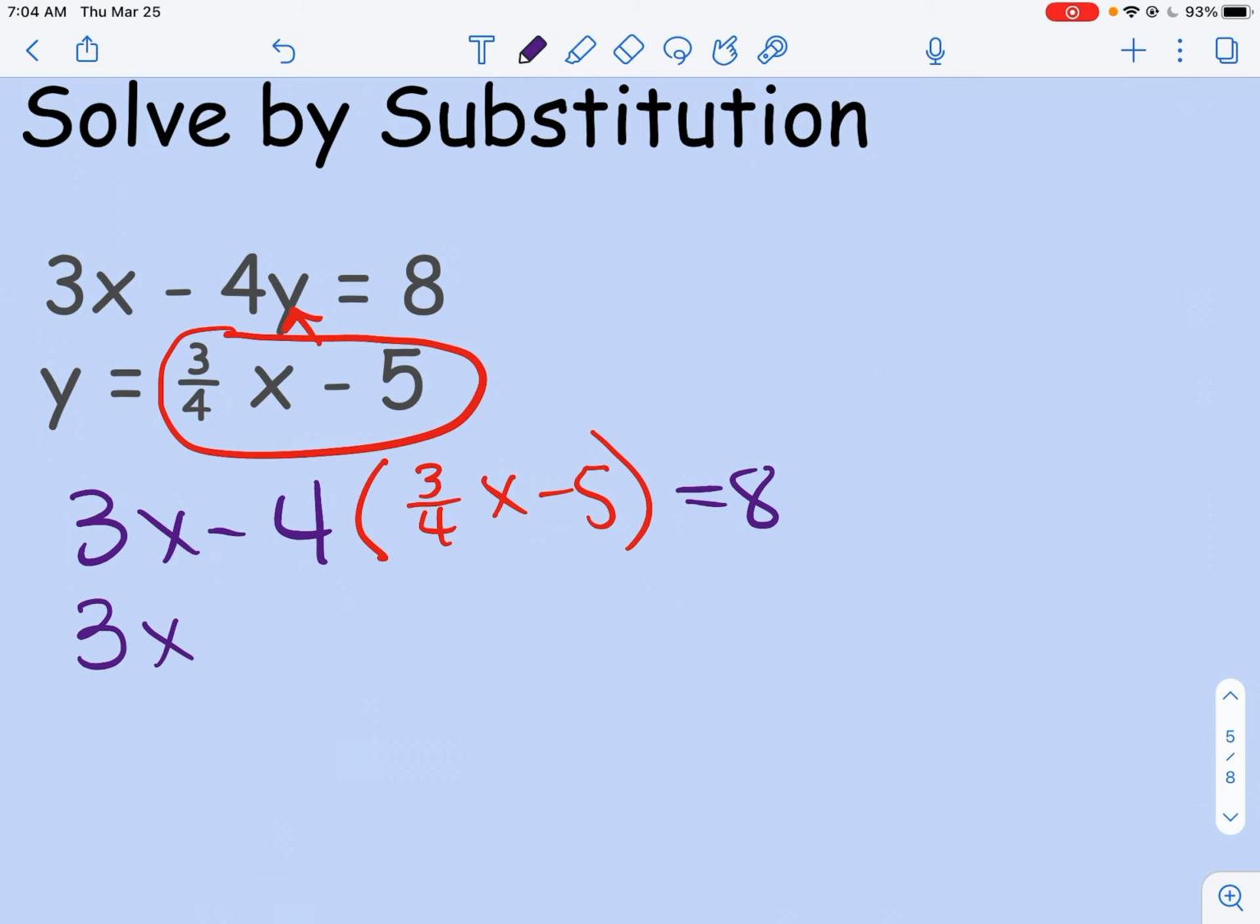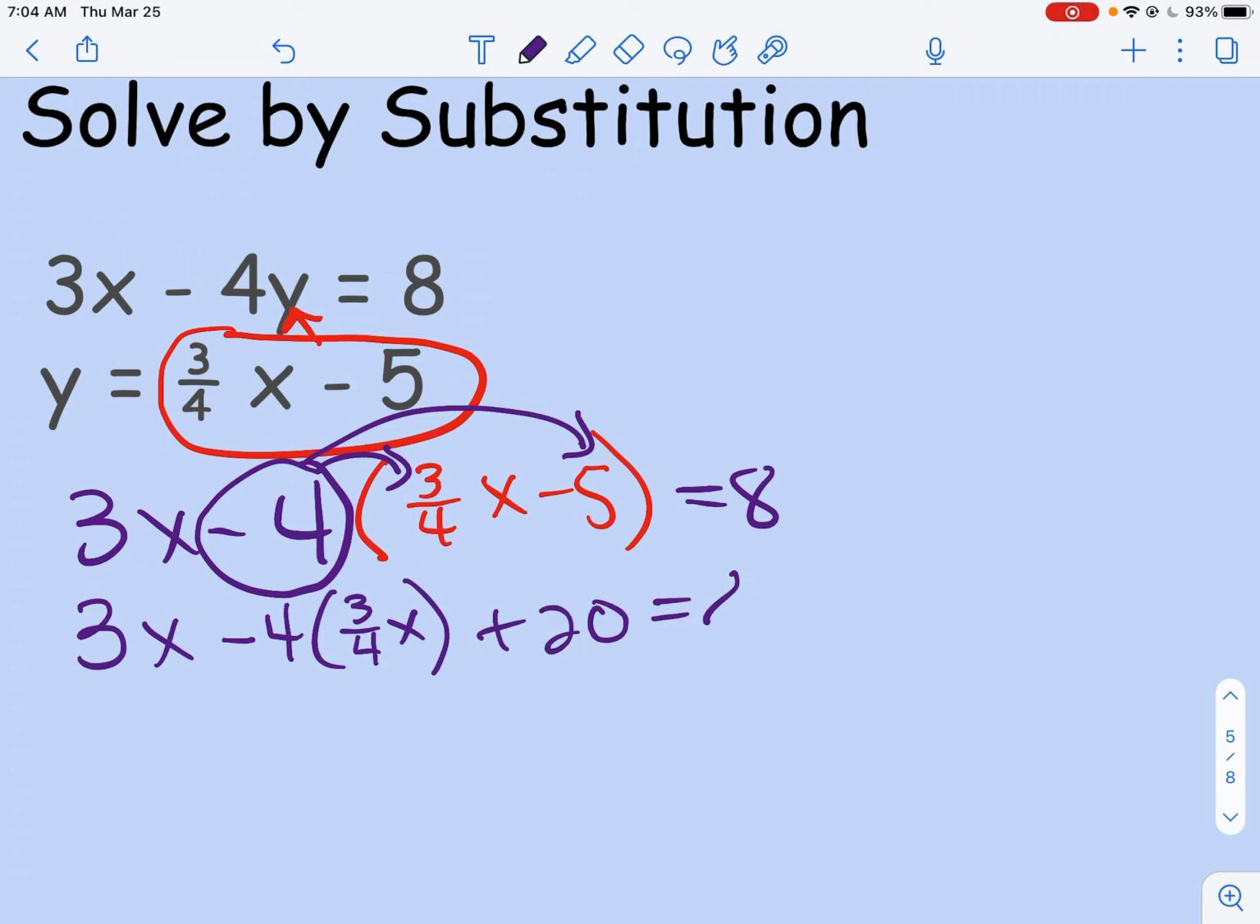So I get 3x. Now I'm taking negative 4 and I'm multiplying it here. So I'm going to write this like this just because there are some of you that are not very good with multiplying with fractions. And then negative 4 times negative 5 is 20. When you do this one, negative times positive gets negative. The 4's cancel, so I'm just left with 3x.